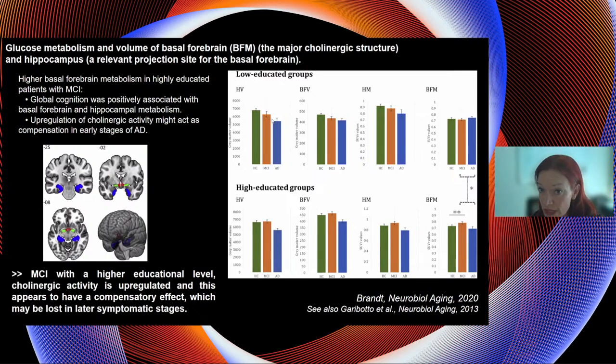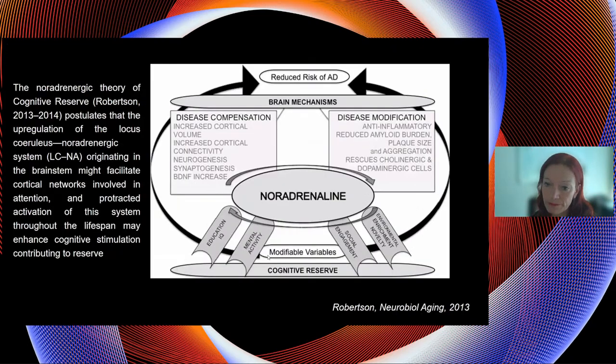What they show is decreased volume and metabolism of the basal forebrain in patients with MCI, and still more in AD patients, compared to controls. But in highly educated groups, patients with MCI showed higher volume and metabolism in the basal forebrain. So MCI patients with higher education show upregulation of cholinergic activity, and this appears to have a compensatory effect, which is lost in later stages.